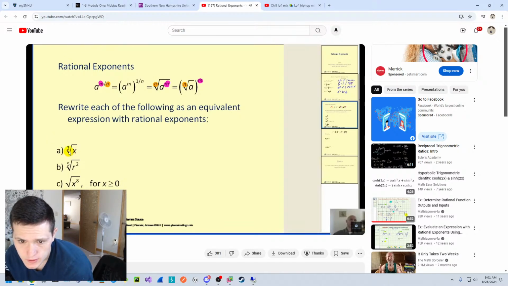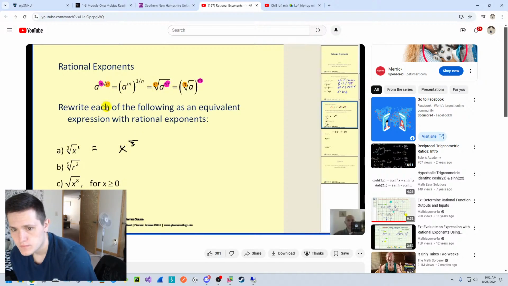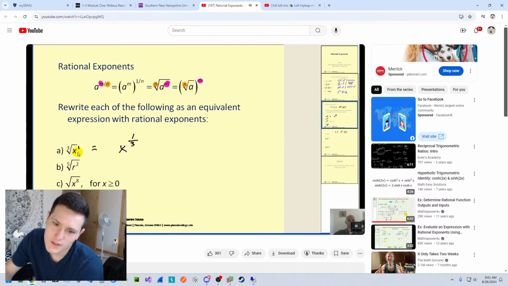First thing I notice, I have the cube root of x. There's no exponent on the x, so I would probably put a 1 there just to remind myself that is x to the first power. That way I can easily write this in rational exponent form. So what I'm doing is I'm going from this form here to this form here. The index tells me the denominator of my rational exponent, and the numerator is going to be the exponent. X to the 1/3 is equivalent to the cube root of x.